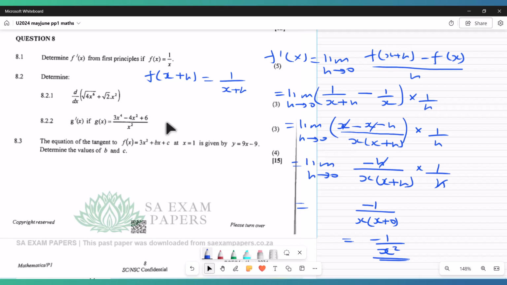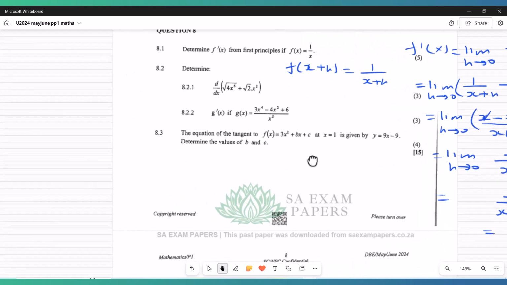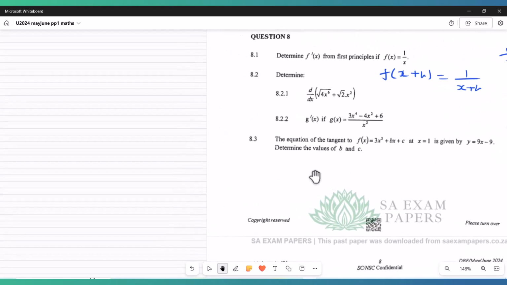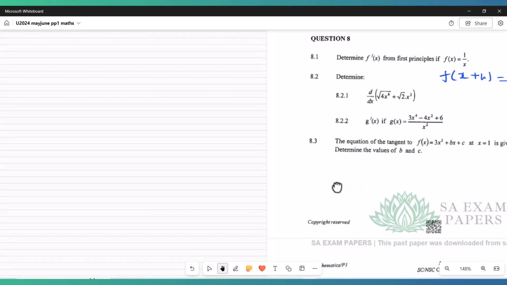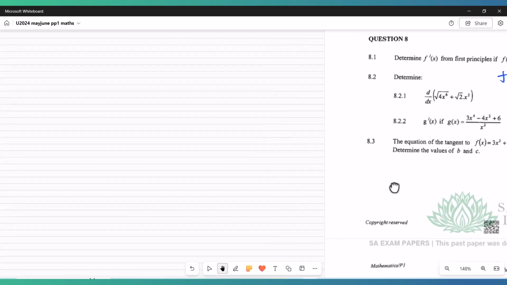Okay, next question. Now differentiate using rules. With the rules of differentiation, we do it like this. We eliminate the brackets and then see what happens next. So if this is our y here, we can set our y. We're doing question 8.2.1.